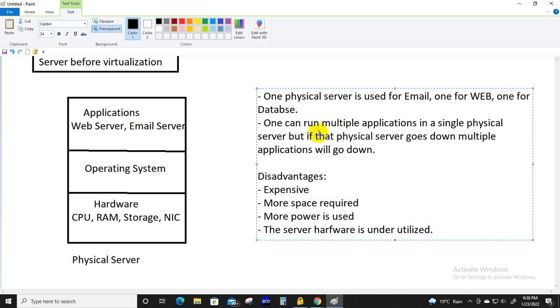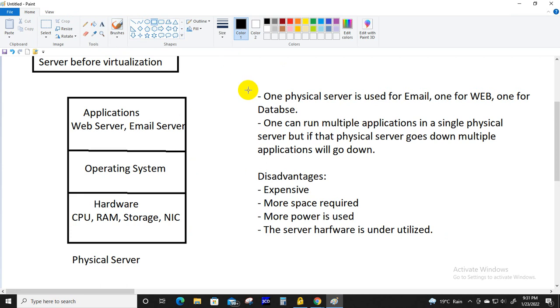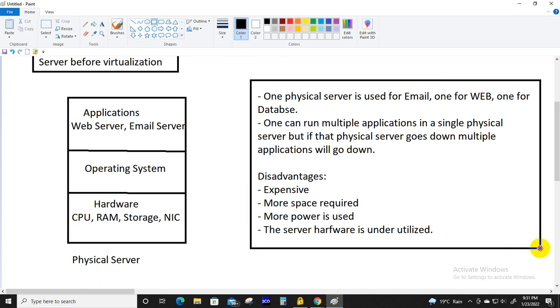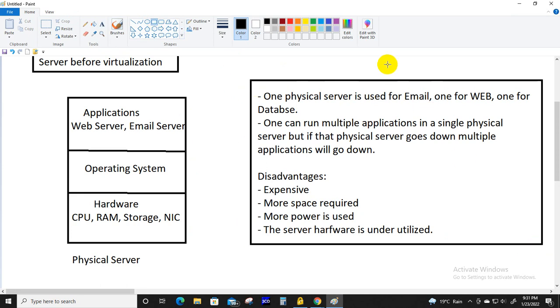That means if you run a single application in a dedicated physical server, like an email server, you are actually using at most 10 to 20% of the server hardware. The rest, 80 to 90%, is unutilized. So this is the model which was used before virtualization.